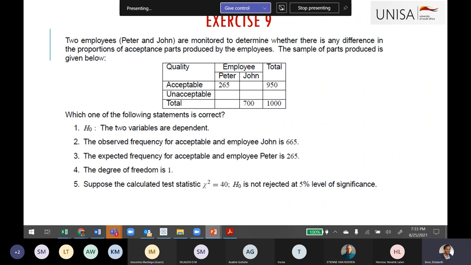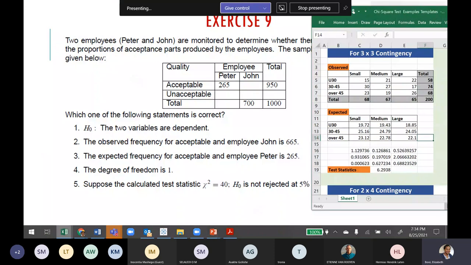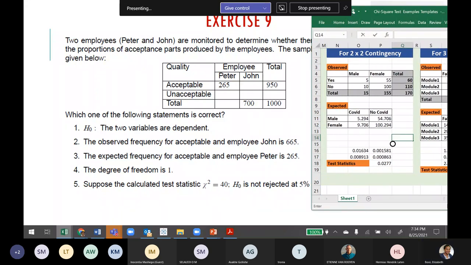Complete the table, then answer which one is incorrect. So I can also mess up the tables, so we can use number 2x2. I have 265, and I have 950, and then you can use this to calculate the values.